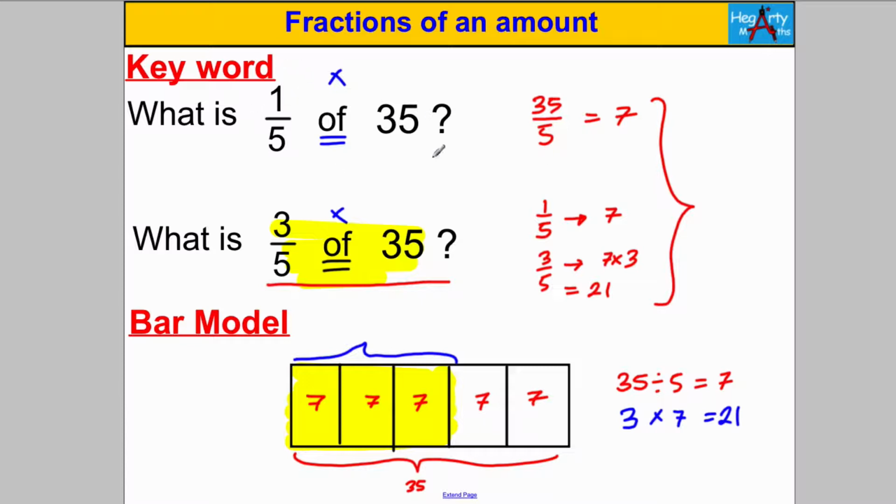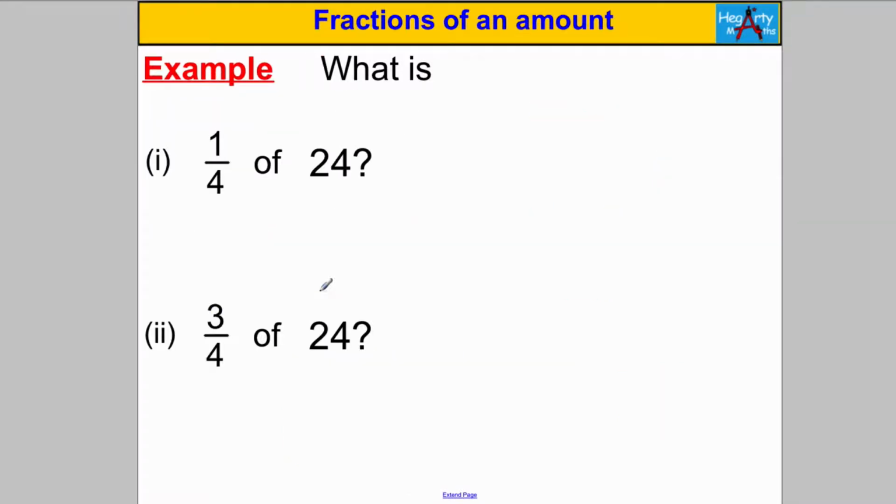If you think about it, I worked out 1/5 by doing 35 divided by 5 and I got 7, and I knew 1/5, or one box, was worth 7, so 3/5, 3 boxes, must be 3 times 7, which is 21. So here's a picture that you can't dispute, and therefore the technique with the numbers is definitely working. So let's try some questions and I'll show you how to lay it out really neatly.